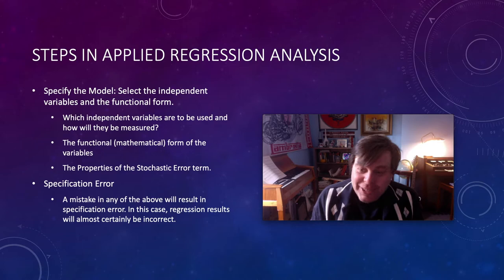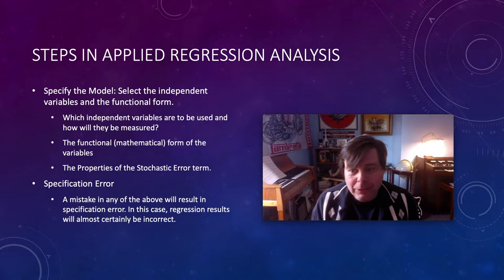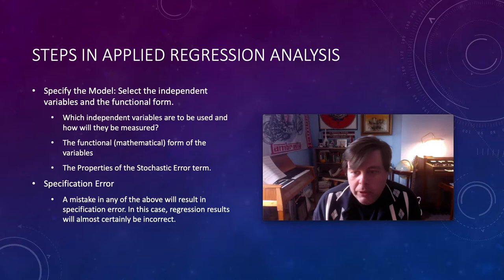The second step is to start thinking about specifying the model. What we mean by that is, what should the model look like? What should the elements of the model be? What independent variables should we use and how are they going to be measured? Say we're trying to explain X. What variables do we think are going to explain variations in X? Those are our independent variables.